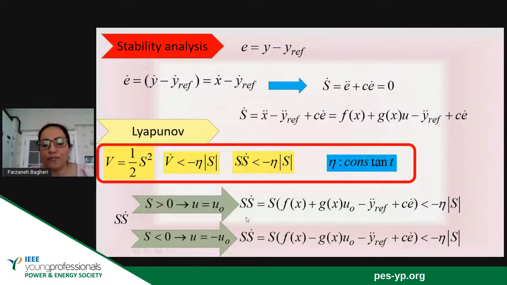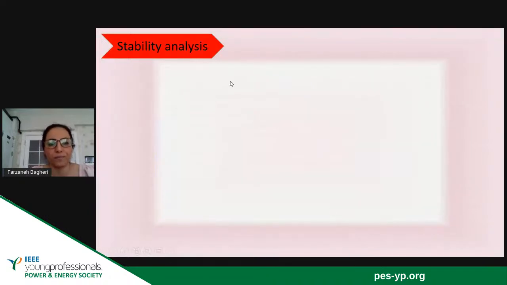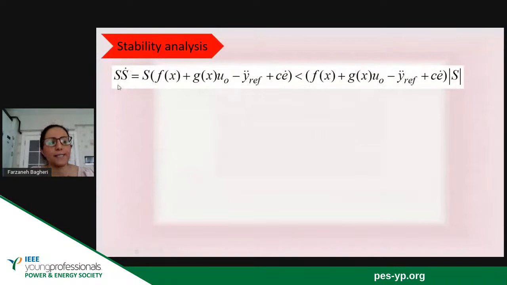I will prove the first one. I will show you how to use it to find this coefficient. And the second one is the same as the first one. You can do it yourself. So let us go for the first one. The first one is saying that s dot, which is this function, should be less than minus eta magnitude of s. How can we prove it?